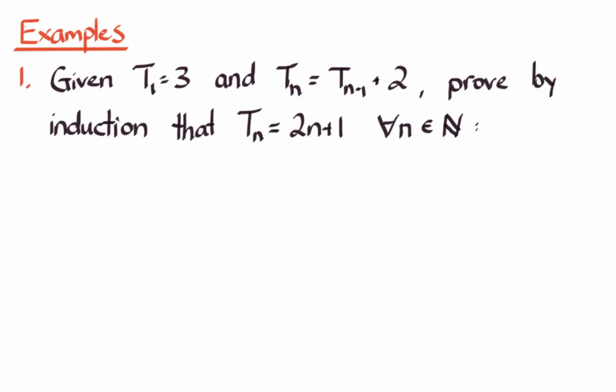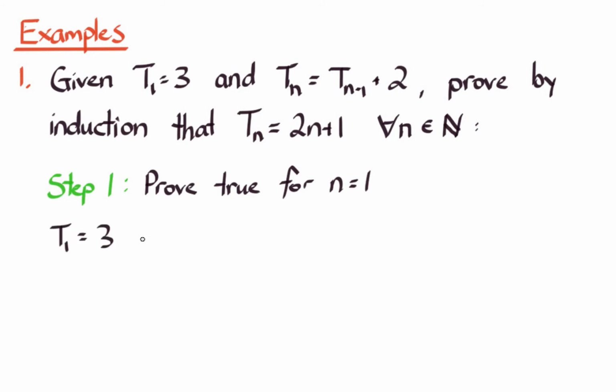Example 1. Given t1 equals 3 and tn equals t(n-1) plus 2, so that's what we were talking about before. Prove by induction that tn is equal to 2n plus 1 for all n belonging to the set of natural numbers. Alright, so let's start with step 1. Prove true for n equals 1, which is the smallest natural number in this case. So t1 equals 3. That's nice and easy. That's already given to us.